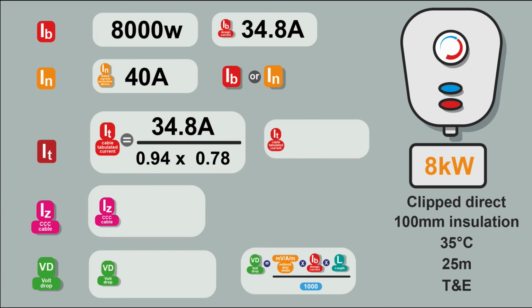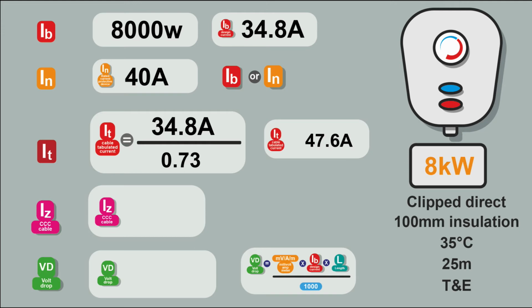We're combining these two correction factors because they exist at the same time. It's 35 degrees in the loft and the insulation's in the loft as well. So we have to combine the two correction factors. So 0.94 times 0.78 gives us a new correction factor of 0.73. And if we divide 34.8 amps by 0.73, we get a tabulated current of 47.6 amps.